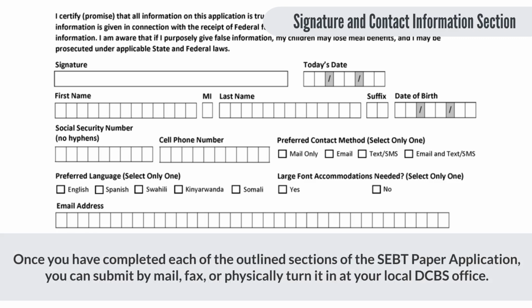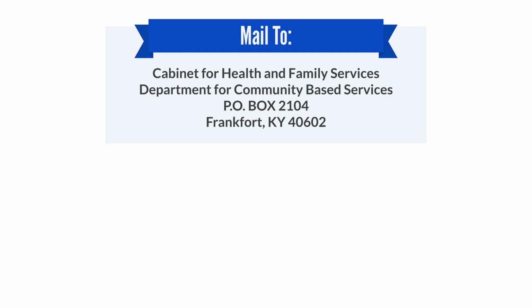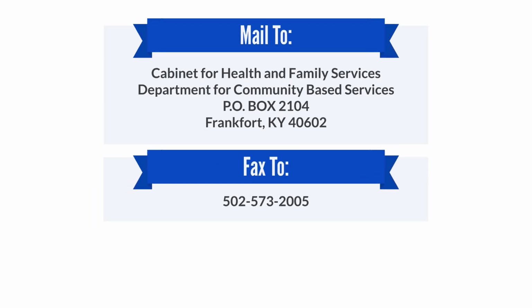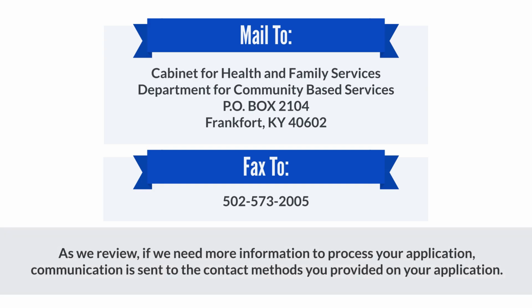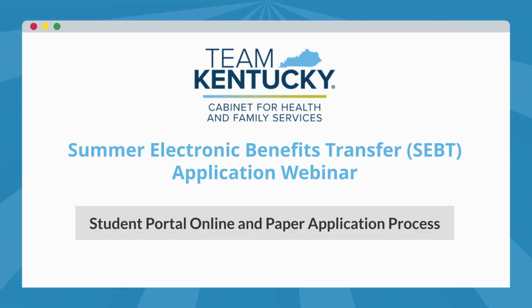Once you have completed each of the outlined sections of the SEBT paper application, you can submit by mail, fax, or physically turn it in at your local DCBS office. If submitting by mail, mail the application to the following address. If submitting by fax, fax the application to the following number. As we review, if we need more information to process your application, communication is sent to the contact methods you provided on your application. That concludes the SEBT application webinar.